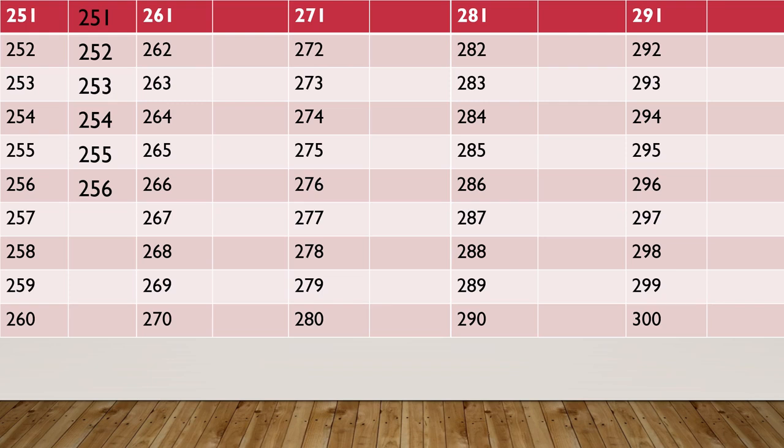Next is 257, then 257. Next is 258, then 258. Next is 259, then 259. Next is 260, then 260. Next row is 261, then I will write here 261.